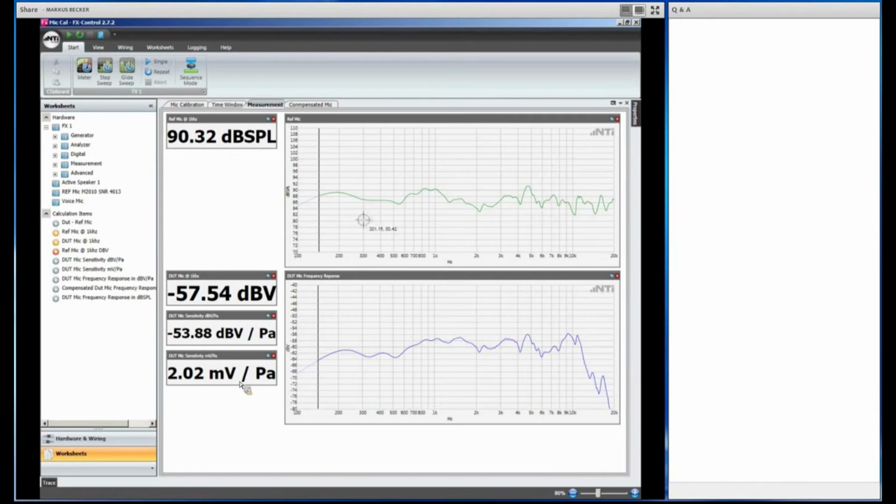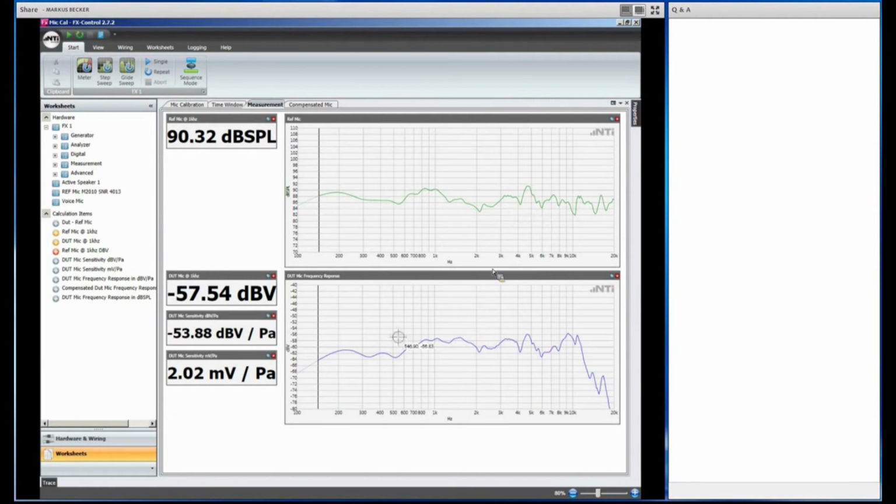And here on the right hand side we see the green curve. That was our reference microphone. Actually, the curve that you see here represents the behavior of the reference loudspeaker, because the reference microphone itself would have a flat frequency response.